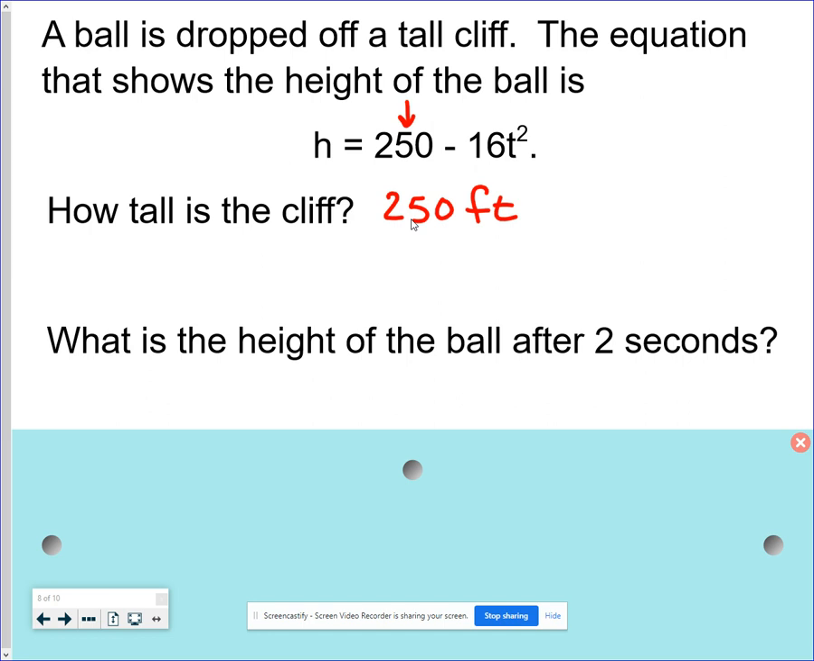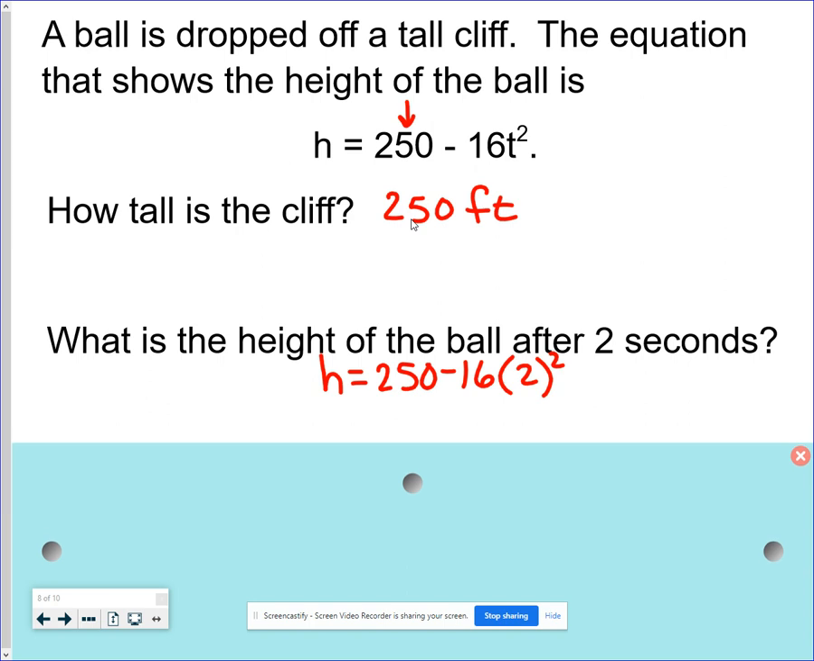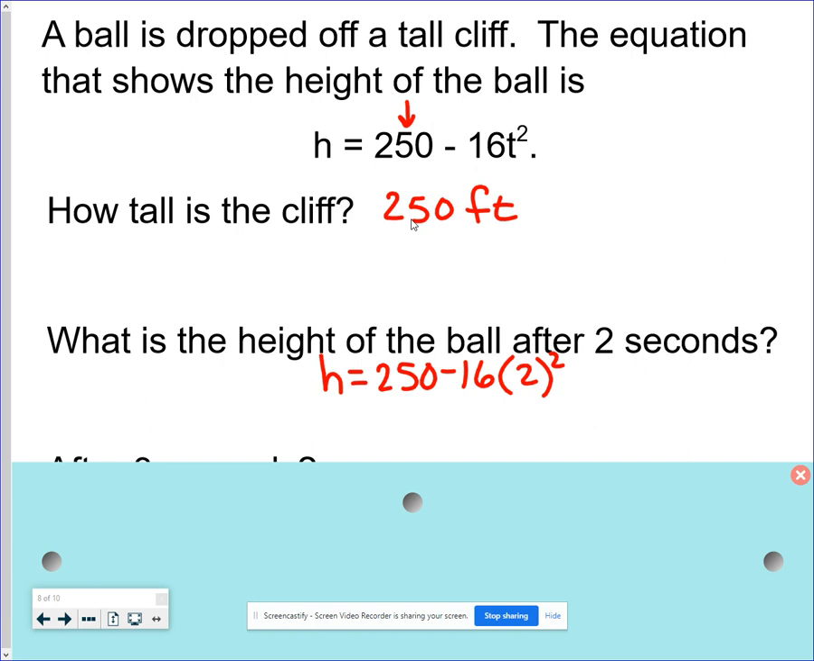The height after 2 seconds. So I'm going to put a 2 in for the t-squared. I can show this work. You can absolutely use a calculator. So 2 squared is 4 times 16 is 64. So I'm going to have 250 minus 64 is going to give me 186 feet.